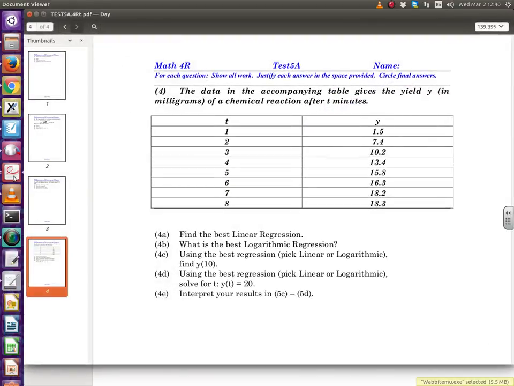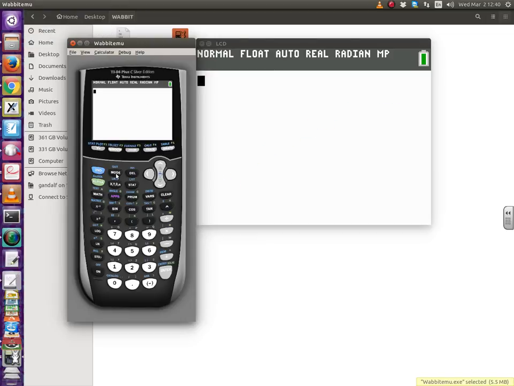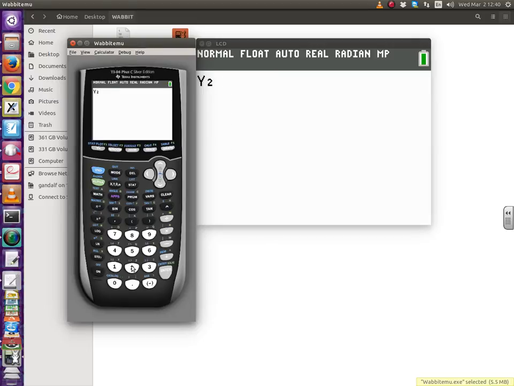Okay. So part C says, find y of 10 using your best regression. Well, it's the logarithmic one, the one we put in y2, right? So I want y2 plug in 10. Easy. Let's see. y2 plug in 10. So second quit, get on your home screen. Do vars, y vars, function 2, plug in 10. There you go, done. Okay, so that's the answer.